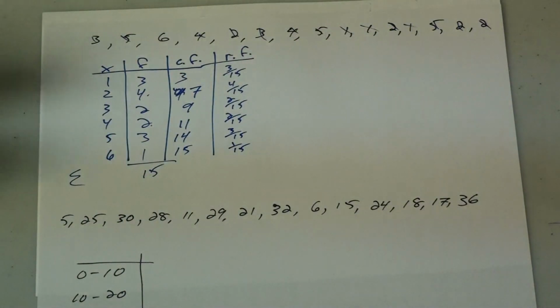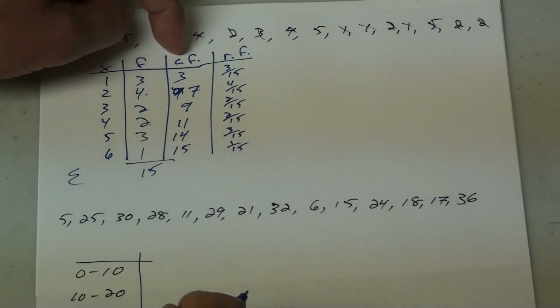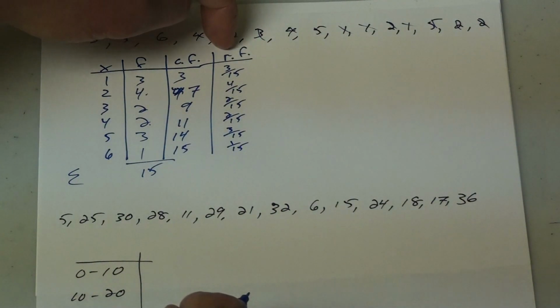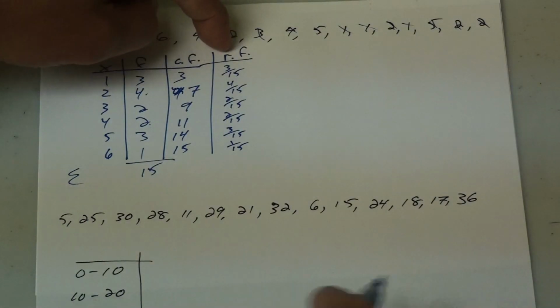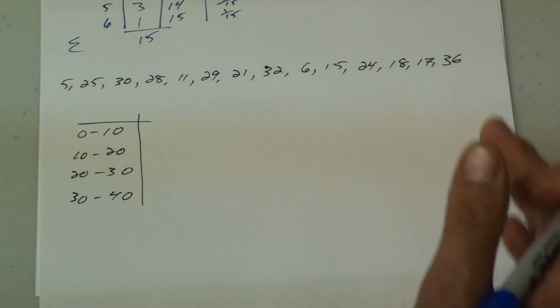So you have 3 different types of frequencies. You have your regular frequency, how often does it occur? Your cumulative frequency is a running total, and your relative frequency, which is a percentage or a fraction out of the total. The second example here is where you have a larger range of numbers.